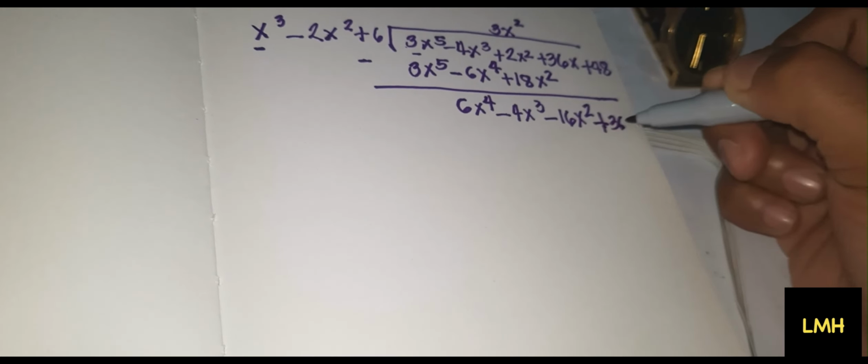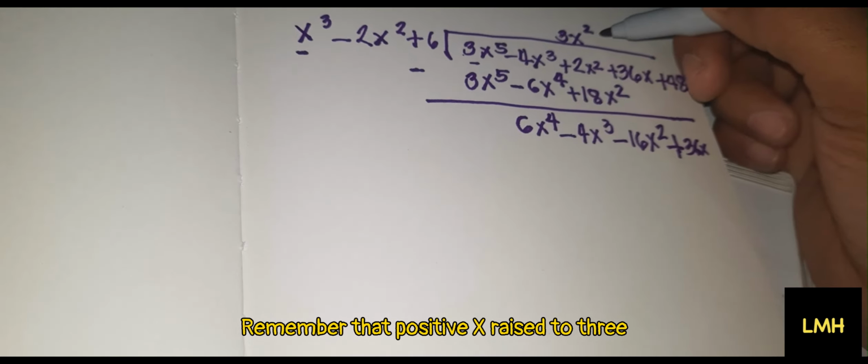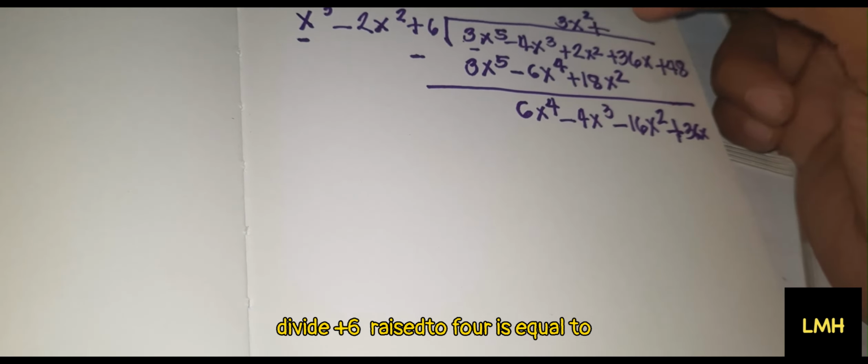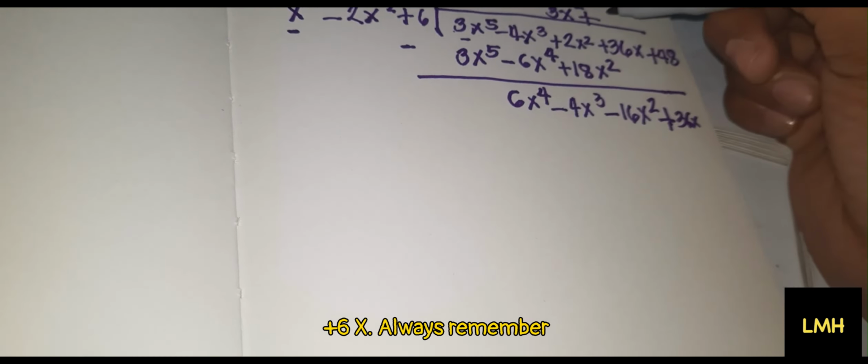And stop at 36x for the division again. Just repeat like from the first approach. Divide 6x raised to 4 by x raised to 3. Remember that positive 6x raised to 4 divided by positive x raised to 3 is equal to positive sign. The answer is positive 6x. Always remember that in division the exponents will be subtracted. That's why it comes up as 6x.